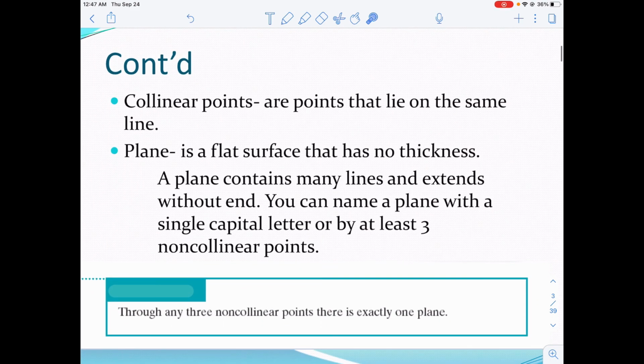All right, moving on. Our next one is collinear points. Collinear points are just points on the same line. Pretty basic. The next one is plane. A plane has a flat surface that has no thickness. A plane contains many lines and extends without end. You can name a plane with a single capital letter or by at least 3 non-collinear points.